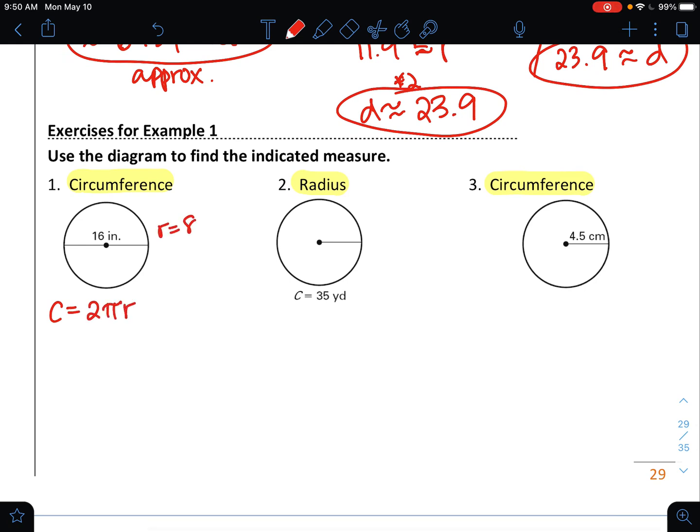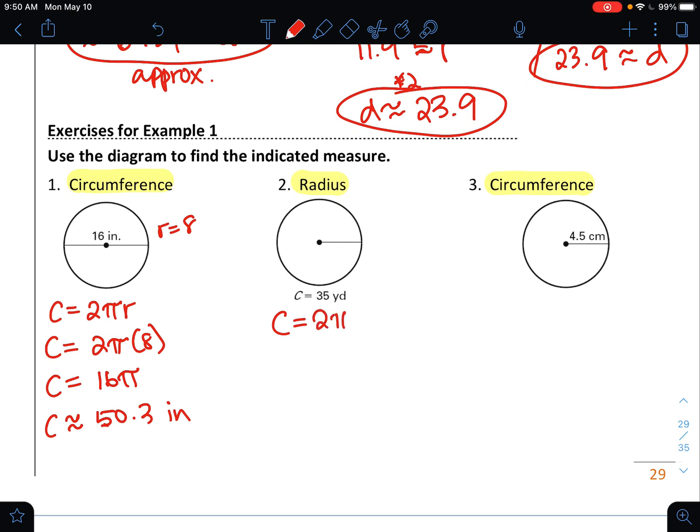Okay. So I'm going to work with a radius of 8. You don't have to work with this formula. So whatever 16 pi is, so circumference is approximately 50.3 inches.